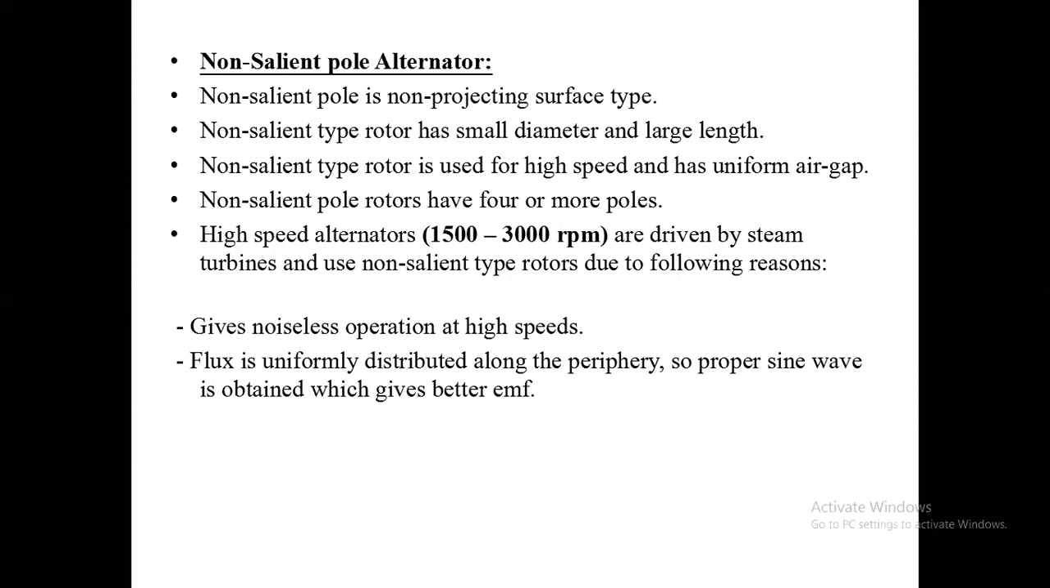Next, non-salient type rotor has smaller diameter. Since the air gap between those two, stator and the rotor, is a uniform one, we have a small diameter and larger lengths. Non-salient type rotor is used for high speed and has uniform air gap. Yes, these are used for higher speeds. Around 1500 to 3000 rpm we can drive them.